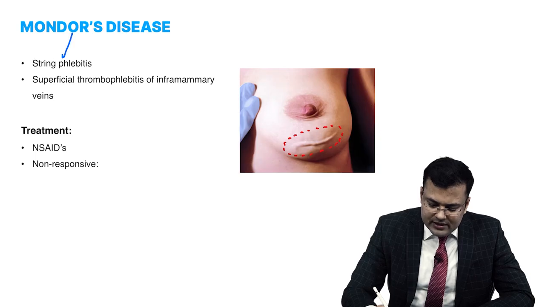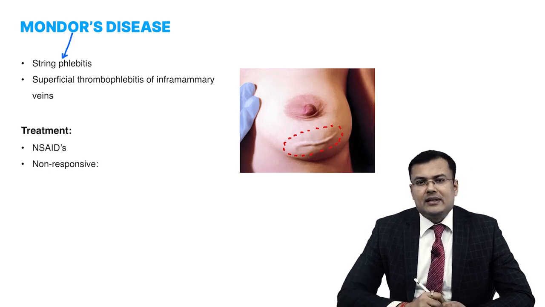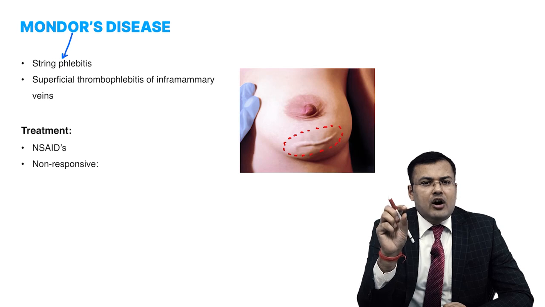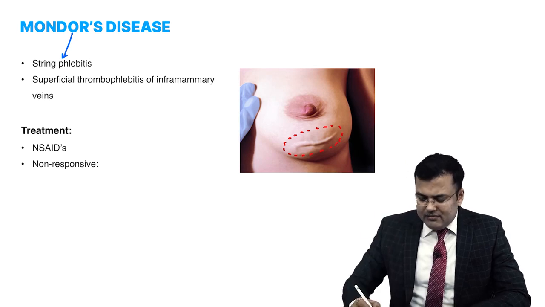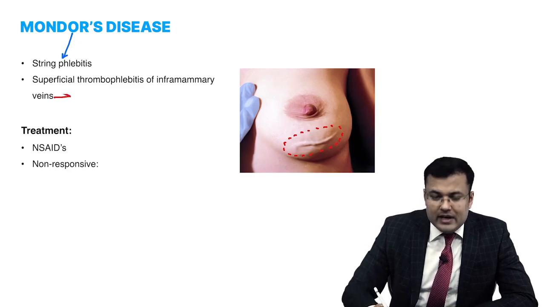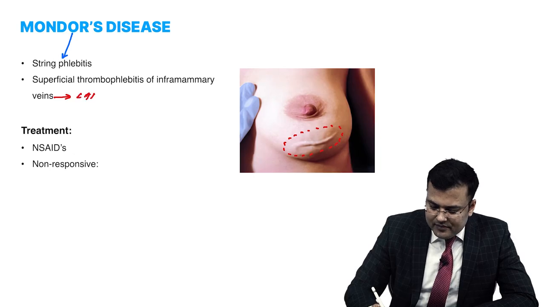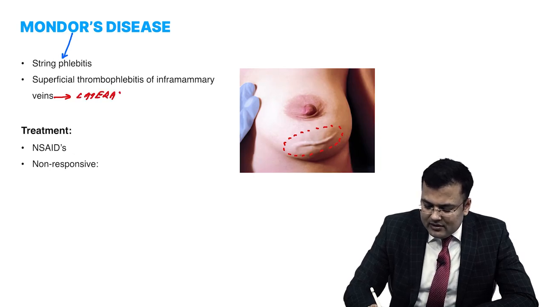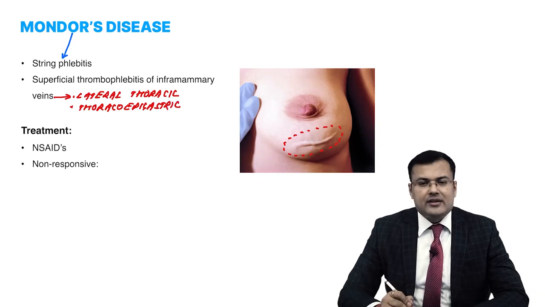So this is Mondor disease, also known as string phlebitis. It feels like a cord or a string. The question asked in the exam is, what is the involved vein? The most commonly involved veins are the lateral thoracic and thoracoepigastric. So lateral thoracic and thoracoepigastric, right?